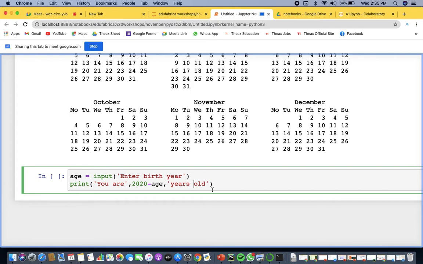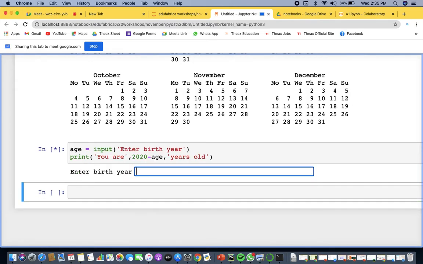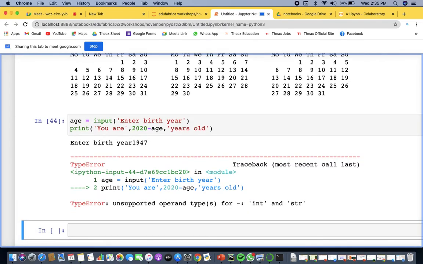Now, there would be a problem here. If I run this and enter the birth year, let's say 1947, I'll find an error that is unsupported operand types for integer and string, right? So there are two different types, it is saying. In the second line, you are using two different types. 2020 is an integer, and the age is nothing but a string, as I said, that whatever you take in the input box is always a string, if you are not mentioning any particular type like int or anything, okay?